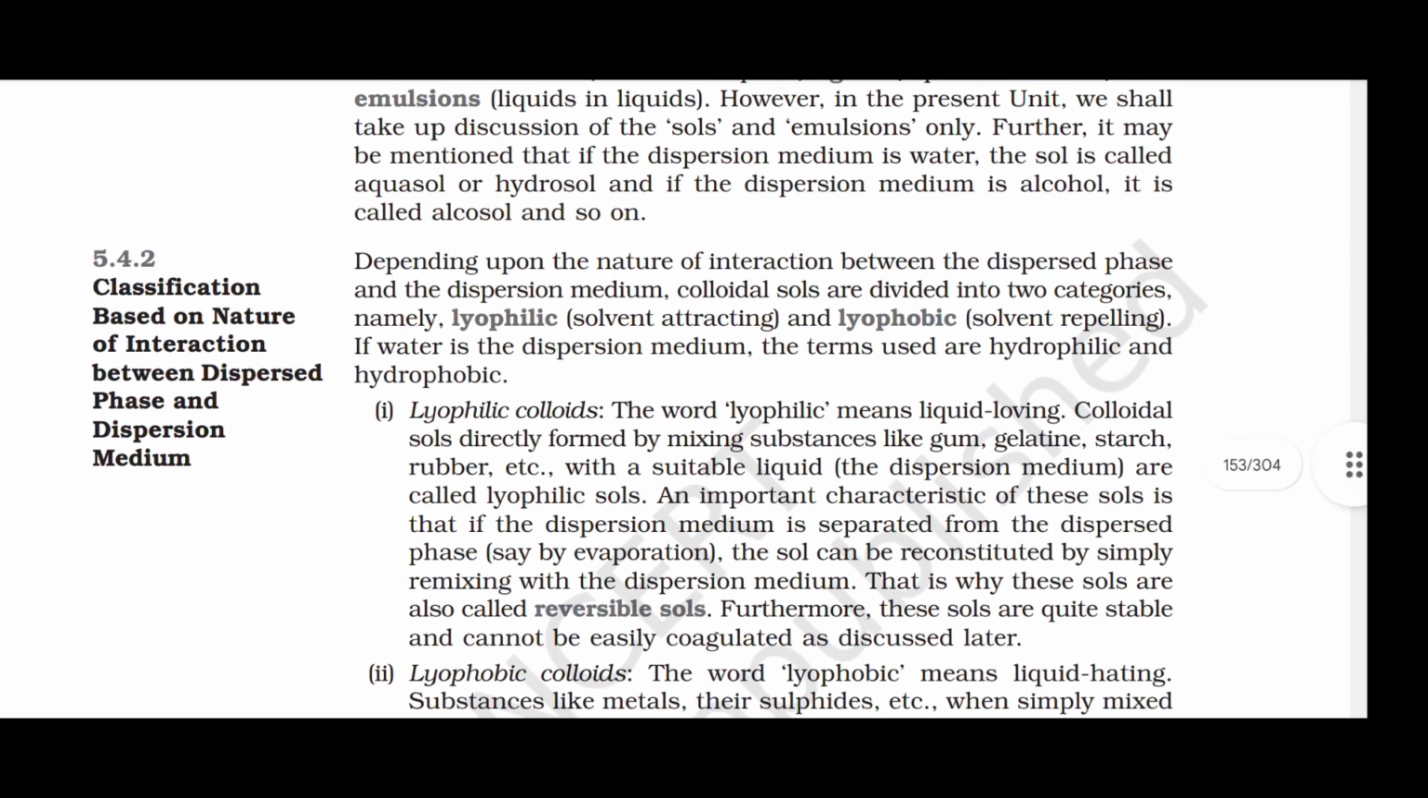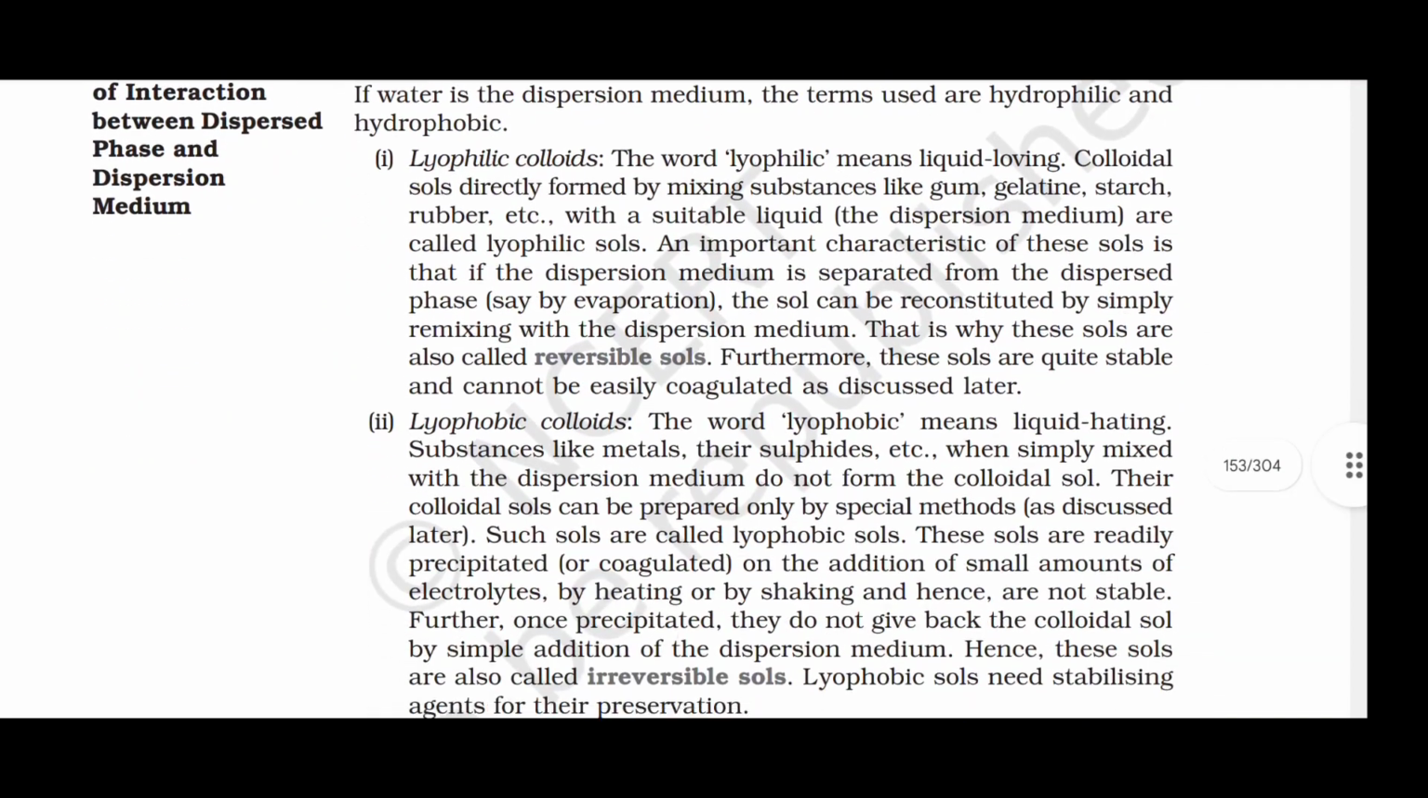Classification based on nature of interaction between dispersed phase and dispersion medium. Depending upon the nature of interaction between the dispersed phase and the dispersion medium, colloidal sols are divided into two categories, namely lyophilic, solvent attracting, and lyophobic, solvent repelling. If water is the dispersion medium, the terms used are hydrophilic and hydrophobic.